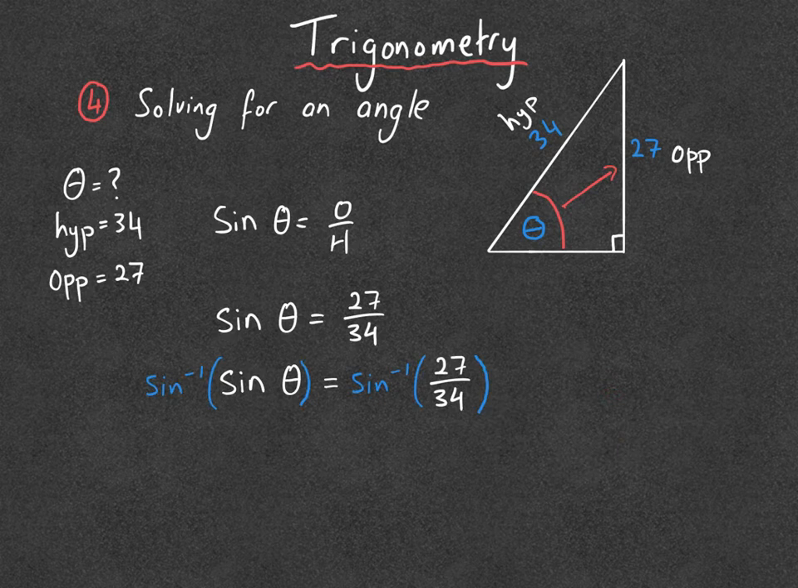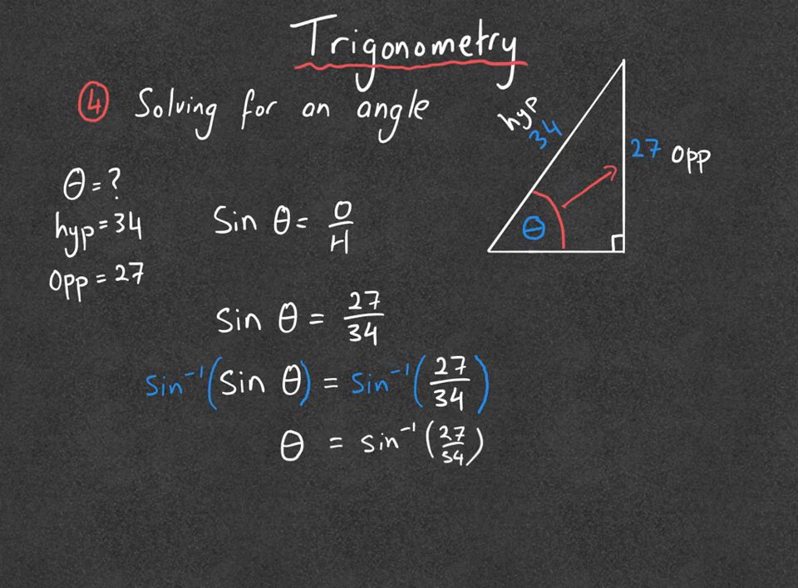So now on the left-hand side, we have sine to the minus 1 of sine of theta. But sine to the minus 1 and sine do opposite things. They're like squaring, then taking the square root, or adding 1 and then taking 1. They simply cancel each other out. So on the left-hand side, we simply have theta. On the right-hand side, sine to the minus 1 of our ratio, 27 on 34.